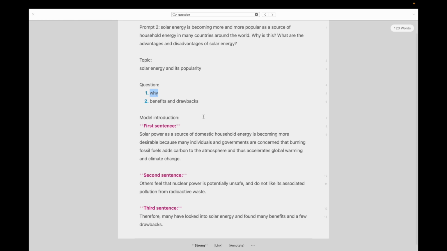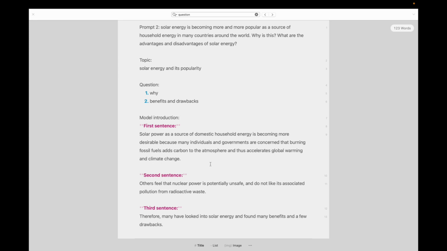Alright, the following introduction paragraph that I'm going to read is considered a strong introduction according to the British Council. However, let's break it down sentence by sentence so we can know the magic behind it that you can imitate. So first sentence: solar power as a source of domestic household energy is becoming more desirable because many individuals and governments are concerned that burning fossil fuels adds carbon to the atmosphere and thus accelerates global warming and climate change.